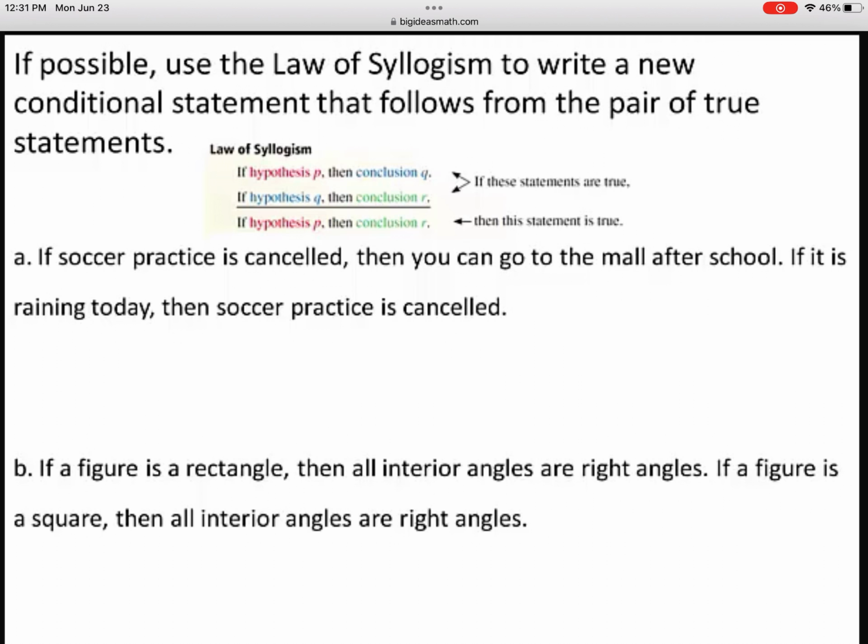The law of syllogism states that if the conclusion of one statement is the hypothesis of another statement, and if both of these statements are true, then you can write a new conditional statement with hypothesis P and conclusion R that is also true.